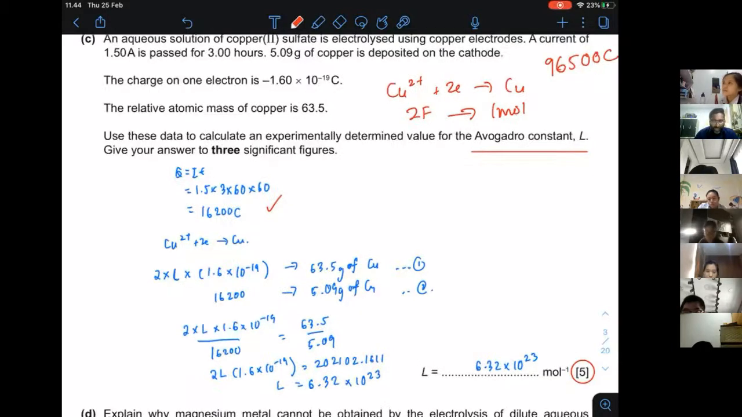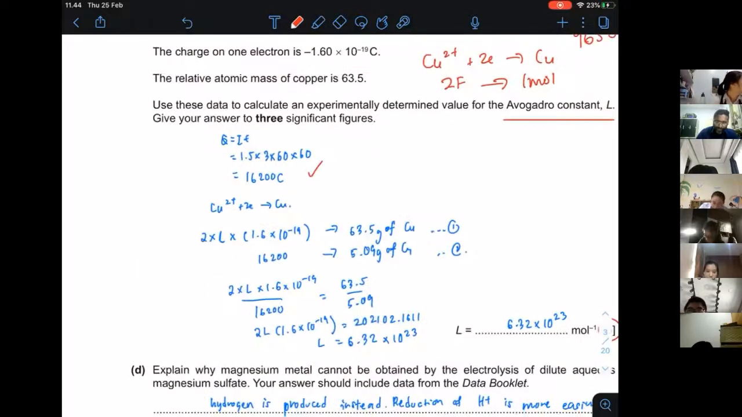So how do we do that? Q equals I times t. You just put I as 1.5, and for 3 hours you change it into seconds, times 60 and 60. So you have this.